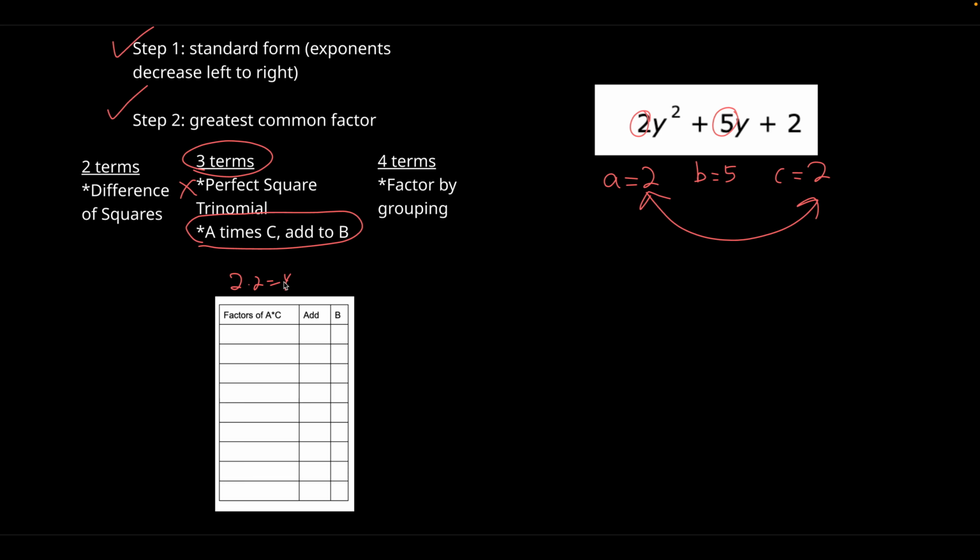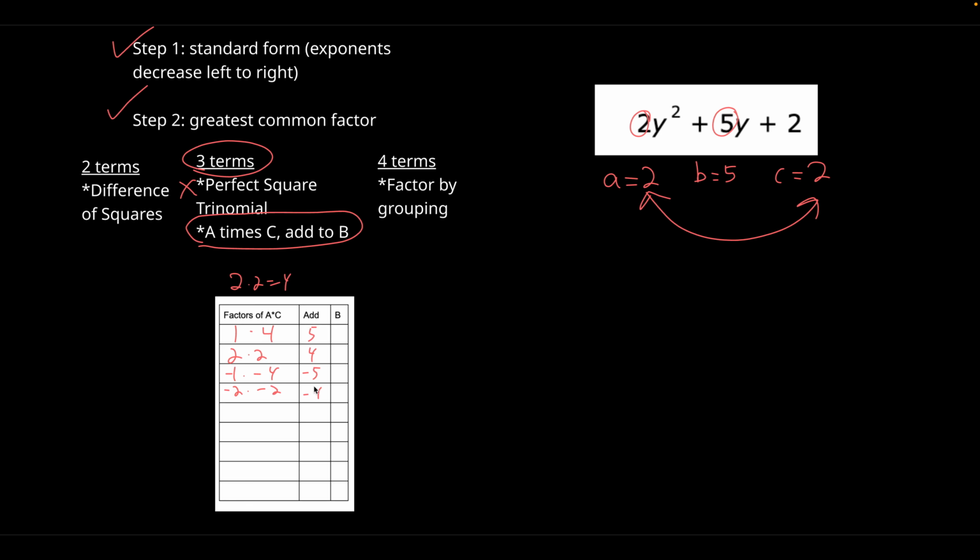Now, we want to know what are the factors of 4. I have this table here, so let's fill it out. Factors of 4. Well, the easy one is 1 and 4, 1 times 4, then there's 2 times 2. And you need to keep in mind the positives and negatives, so -1 times -4, -2 times -2. A times C, add to B. So let's add up these numbers: 1 plus 4 is 5, 2 plus 2 is 4, -1 plus -4 is -5, and this is -4.